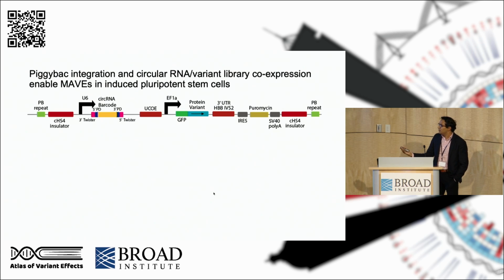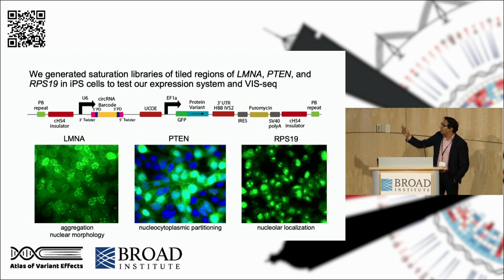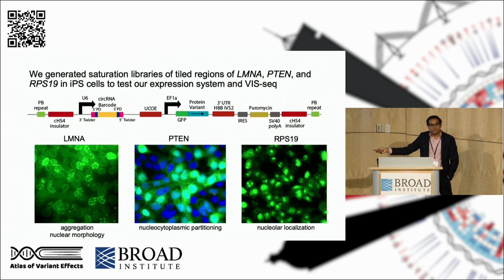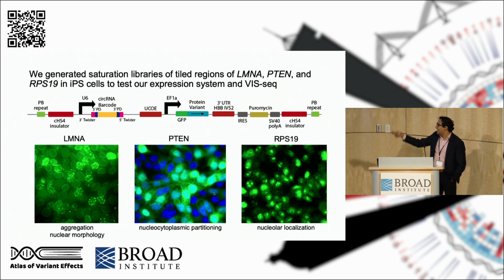Remember that I told you that we sometimes need to go into relevant cell types to be able to get the sorts of phenotypes we want. I'm not going to explain this one vector that I put up here, but this is a vector that allows us to express a protein variant library, but also the circular RNA, so it's a dual expression system in stem cells. We cloned 3 libraries of 3 different proteins: lamin A, but also PTEN, which I talked about earlier for the nucleocytoplasmic partitioning phenotype, and RPS19, which has a nucleolar versus cytoplasmic localization phenotype.